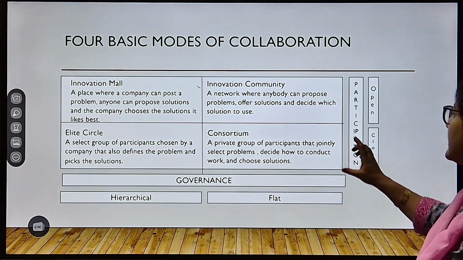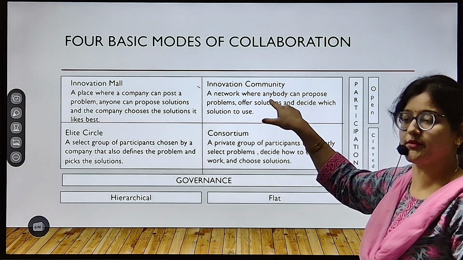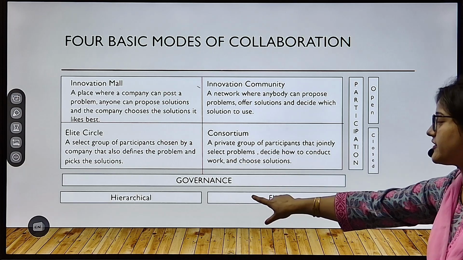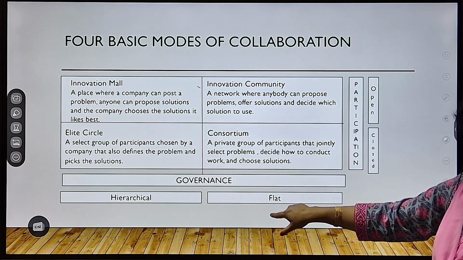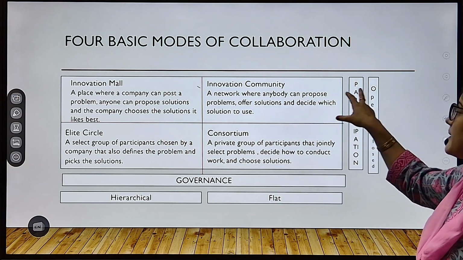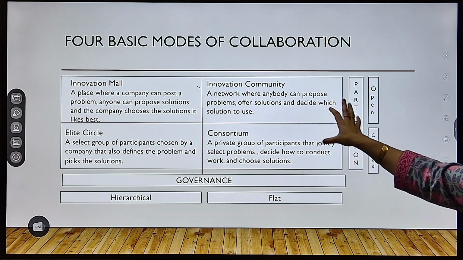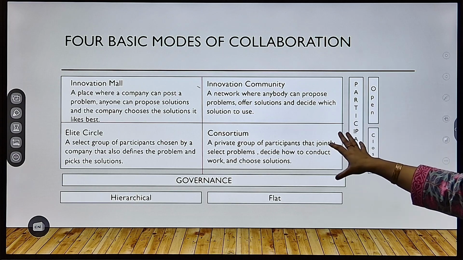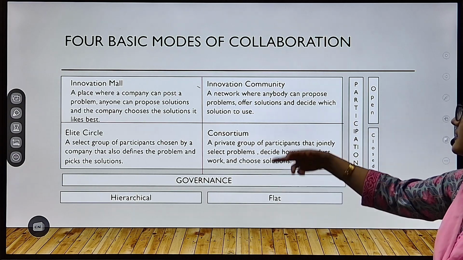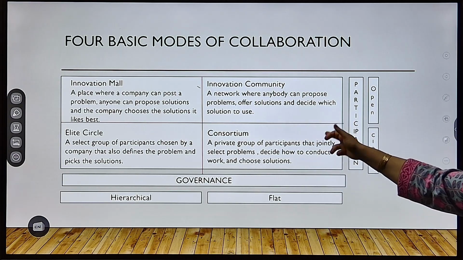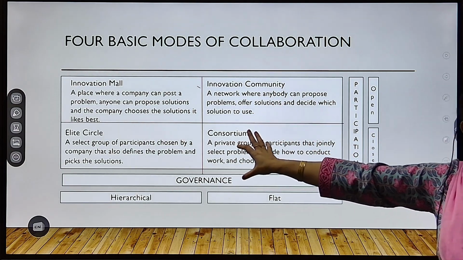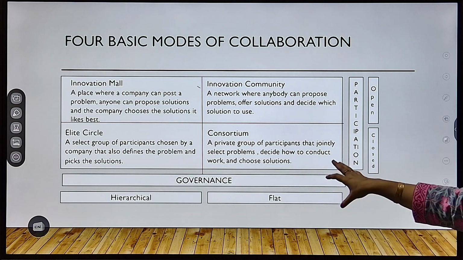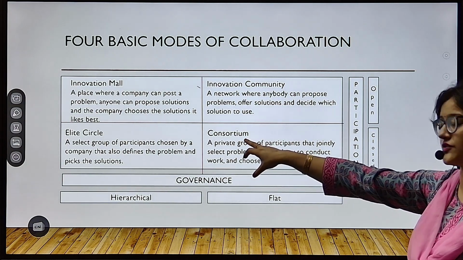Third is your innovation community. Here participation is open but governance is flat. That means when the participation is open, then anyone can define the problem and also find the solution to the problem, and also they can decide which solution to select. Understood?